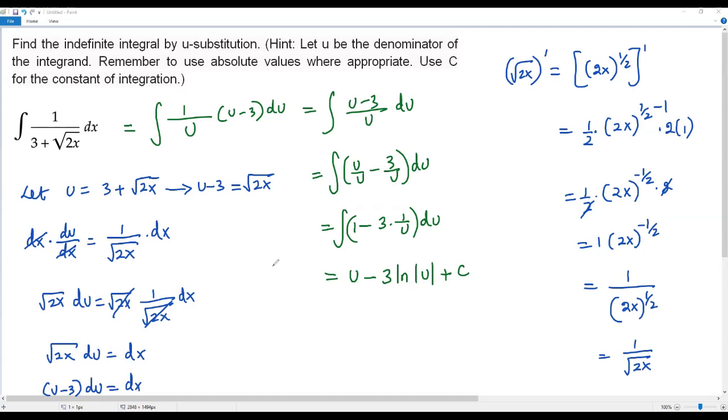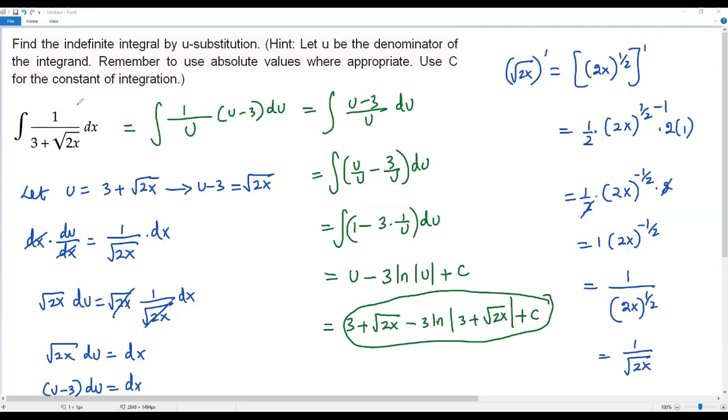Okay, now we got the result for the given indefinite integral, but we got this result in terms of the variable u. This variable u was taken by us. It has to be replaced by the original stuff, that is 3 plus square root of 2x. So let me plug in this 3 plus square root of 2x for the u over here and here. Then I'm getting 3 plus square root of 2x minus 3 times natural logarithm of absolute value of 3 plus square root of 2x plus c. So this is the result of the given indefinite integral 1 over 3 plus square root of 2x dx.